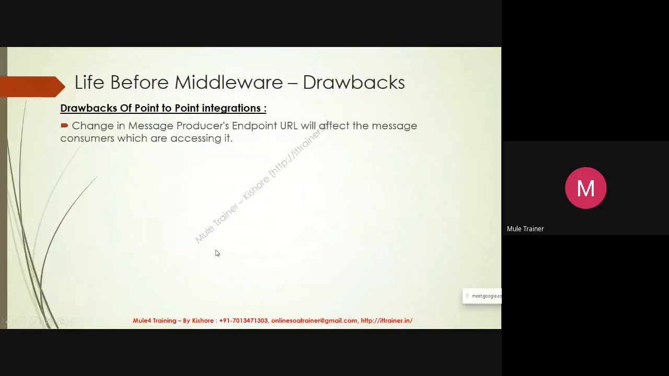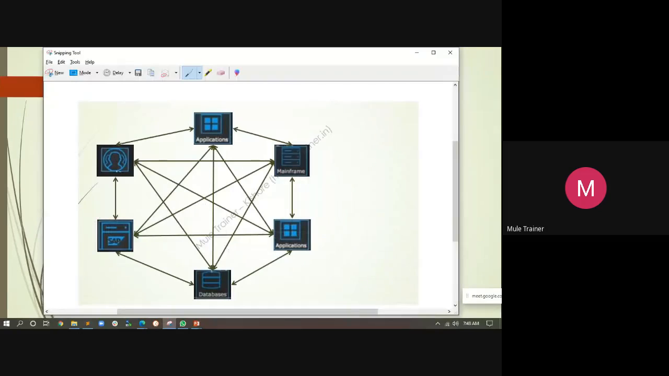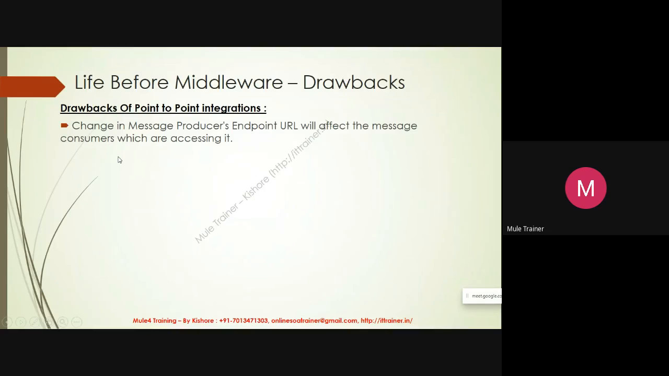So the first point, if there is a change at one point here, if this system URL or this system address, host, or anything got changed, it will give impact on all the systems, 1, 2, 3, 4, 5. So it will give impact on all the systems which are accessing it.